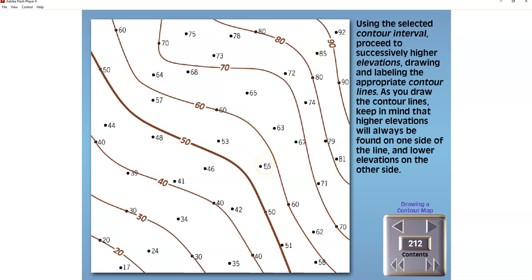So I wouldn't say worry about drawing all of them. They don't really ask you to do that. Or sometimes they might draw the 20, the 30, the 40, even the 50, let's say, and then they might say only draw the 60. You might not have to draw the 70, the 80, the 90. So I always caution students, read the directions carefully. They might only tell you draw one line, the 60.